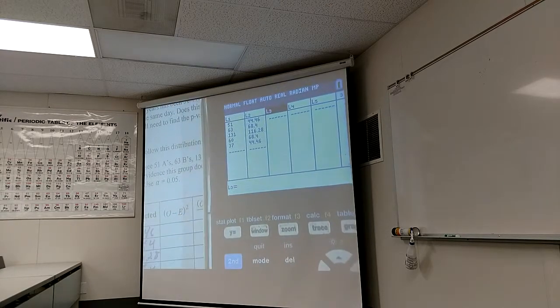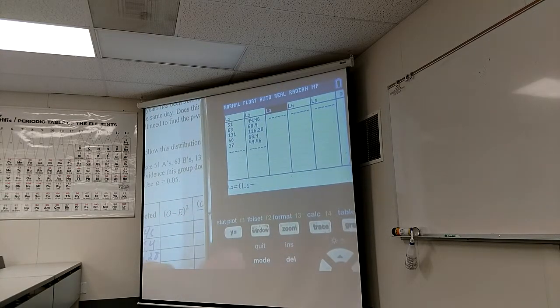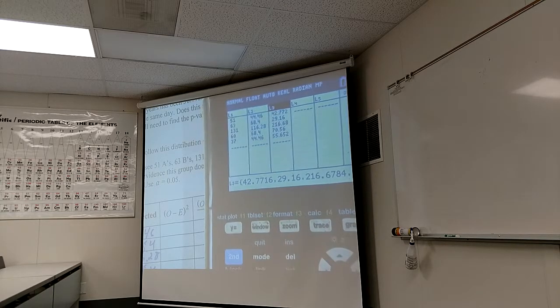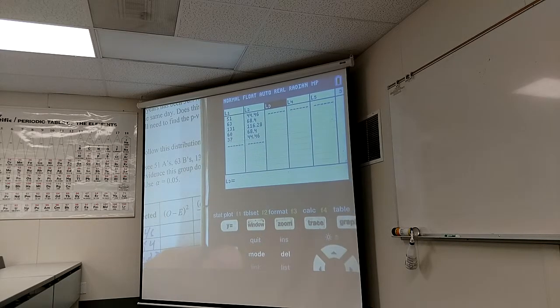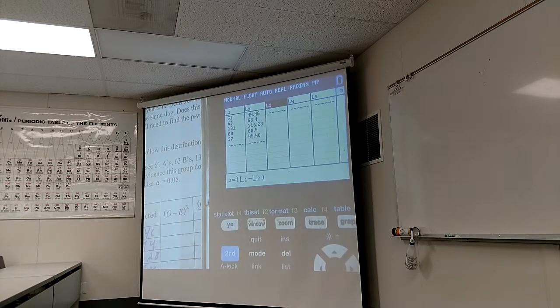squared. So L1 minus L2, you've got to put these in parentheses. If you get an error when you do that, it's because you didn't highlight the list. You've got to define the whole list, so make sure you have L3 highlighted when you put that in. Let me do it again. Go to L3. Put in there parenthesis L1 minus L2, squared.